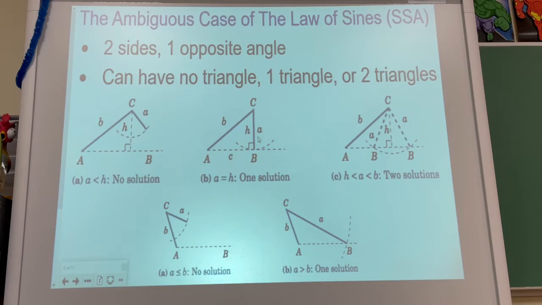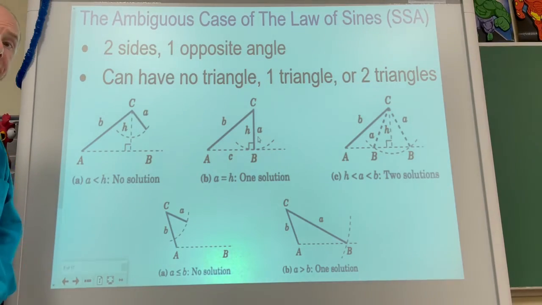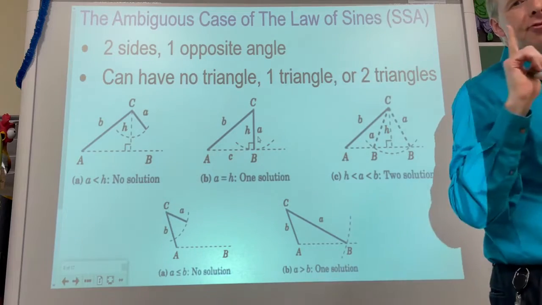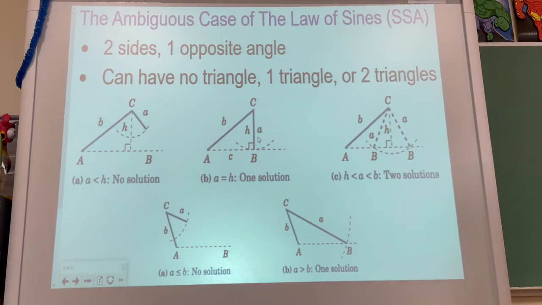All right, so the last thing we're going to look at today is a little bit of the ambiguous, meaning unclear, the ambiguous case of the law of sines. Specifically, we're looking at SSA. Try not to read it backwards. Where we are given two sides and one opposite angle.